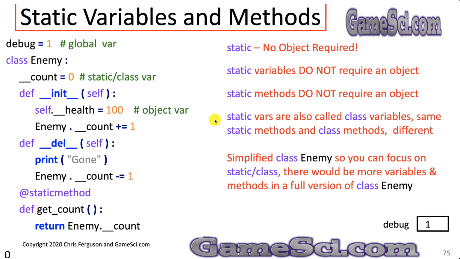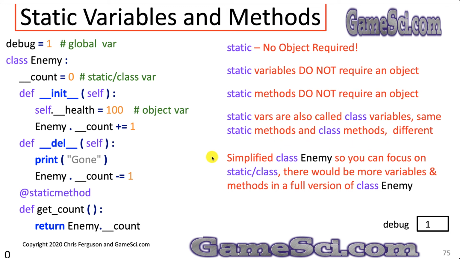Static vars are also called class variables. They are the same thing. A static variable, this one right here, and a class variable, that means the same thing in Python. However, static methods and class methods are different. This is the one inconsistent thing I've seen in Python. There is a distinct thing called a static method in Python, and there is something called a class method, which is completely different. A little strange that static variables and class variables are the same, but static methods and class methods are completely different.